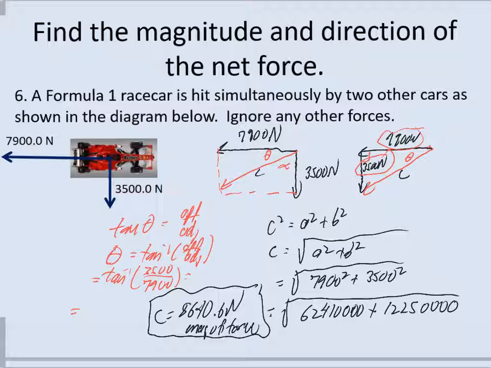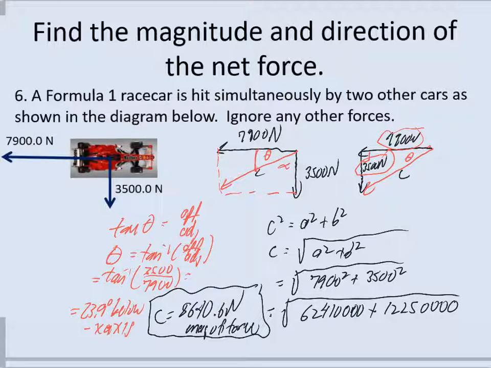If you're in radians, you need to switch it to degrees. That would be 23.9 degrees below the negative x-axis.